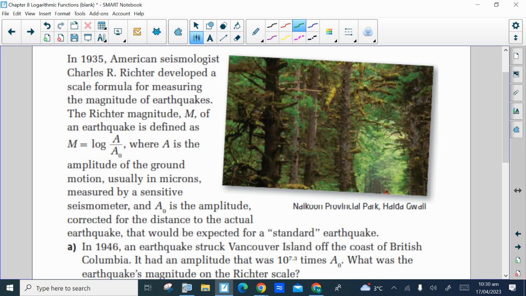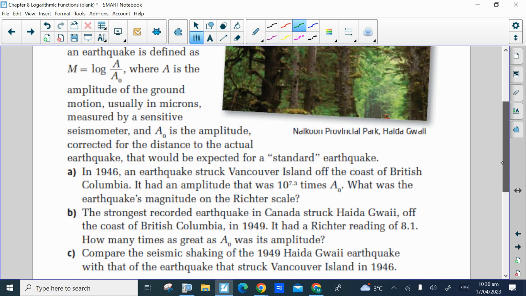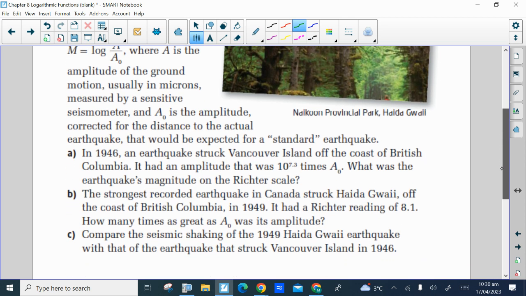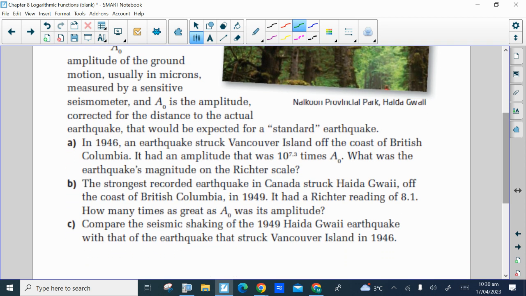Now, you're never going to be asked to figure out what a or a sub 0 is based on what the description is. For example, you won't be asked to figure out the motion in microns of the ground shake, or the amplitude corrected for distance to the actual earthquake that would be expected for a standard one. You're not going to have to figure out what those are based on those descriptions. So we'll see how this equation is going to be used.